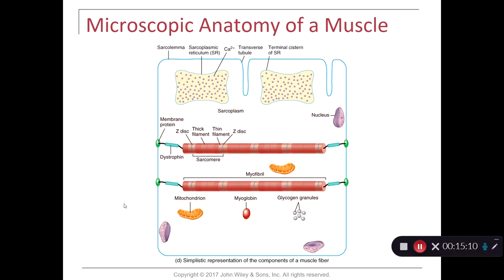Here is a dumbed down version of that. Here is our muscle cell. There is our sarcoplasmic reticulum. There's that transverse tubule, or T-tubule, I talked about. There are our myofilaments, our myofibrils, there we go. Within it, you'll also find some myoglobin, which holds on to oxygen, as well as glycogen molecules, which is just a bunch of glucose conglomerated together.